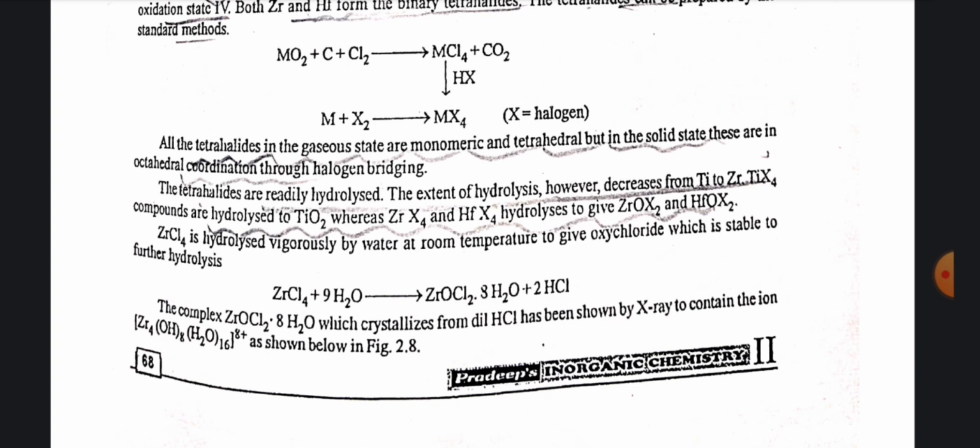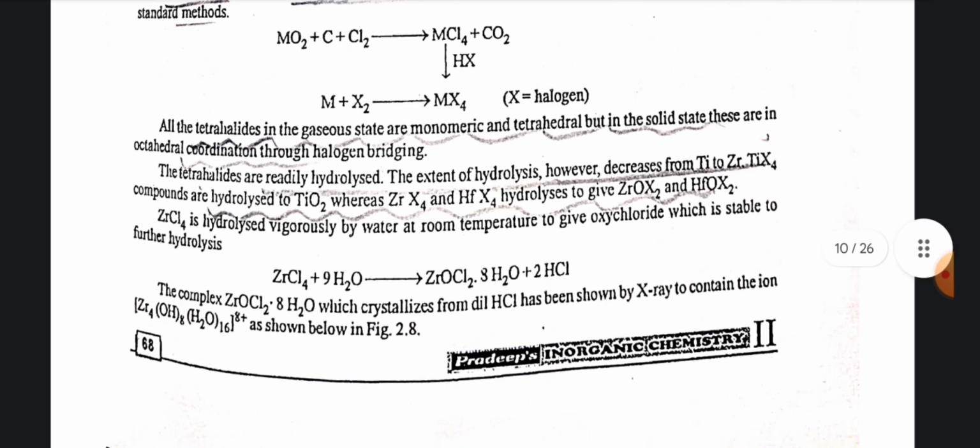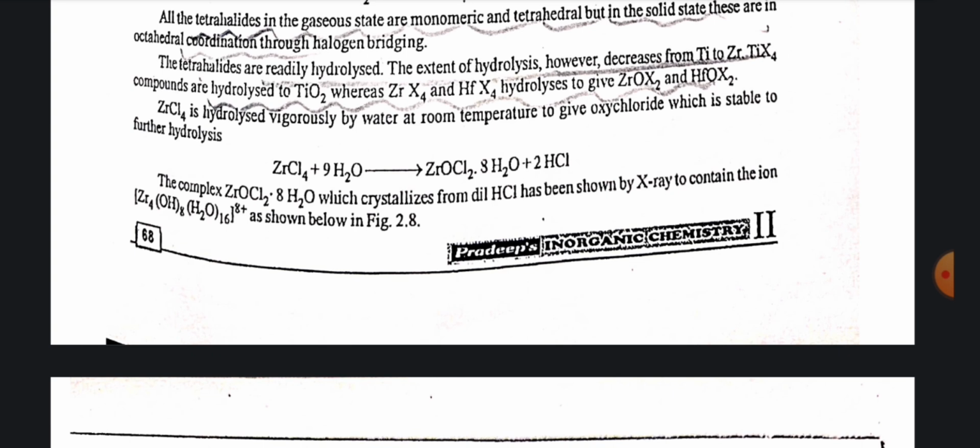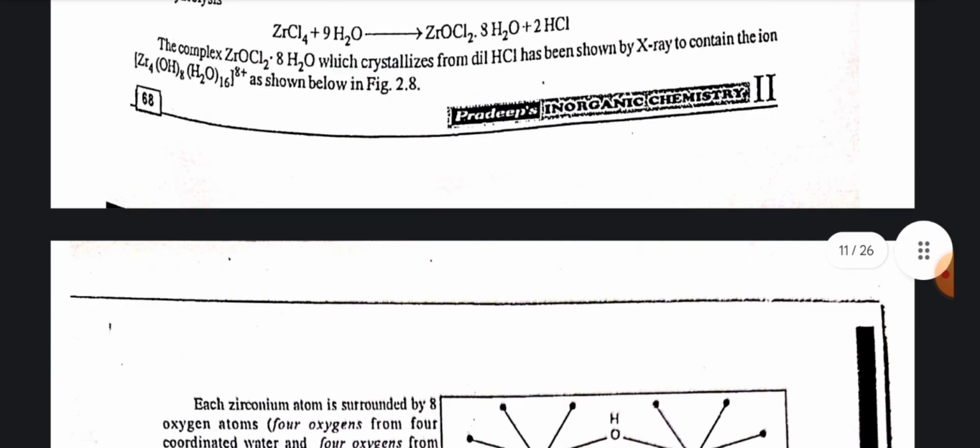All the tetrahalides in the gaseous state are monomeric and tetrahedral, but in the solid state these are octahedral, with coordination through halogen bridging. The tetrahalides are readily hydrolyzed. The extent of hydrolysis, however, decreases from titanium to zirconium. TiX4 compounds are hydrolyzed to TiO2, whereas ZrX4 and HfX4 hydrolyze to give ZrOX2 and HfOX2. ZrCl4 is hydrolyzed vigorously by water at room temperature to give the oxychloride, which is stable to further hydrolysis. The complex ZrOCl2, which crystallizes from dilute HCl, has been shown by X-ray to contain the ion shown below.